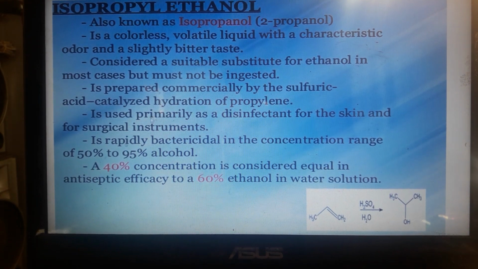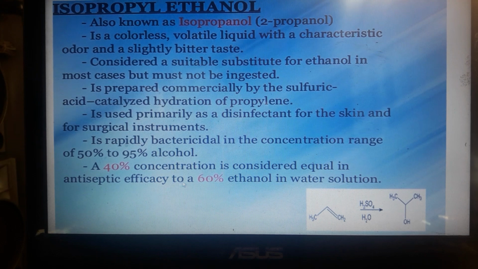Okay, used primarily as disinfectant for the skin and surgical instruments. It is rapidly bactericidal in a concentration range of 50 to 95% alcohol, meaning it can kill the bacteria. So 40% concentration is considered equal in antiseptic efficacy to 60% ethanol in water solution. Okay, so kung 40% equal in antiseptic efficacy of 60% ethanol in water. So kung 60% sa that is almost 40% yung water dyan.